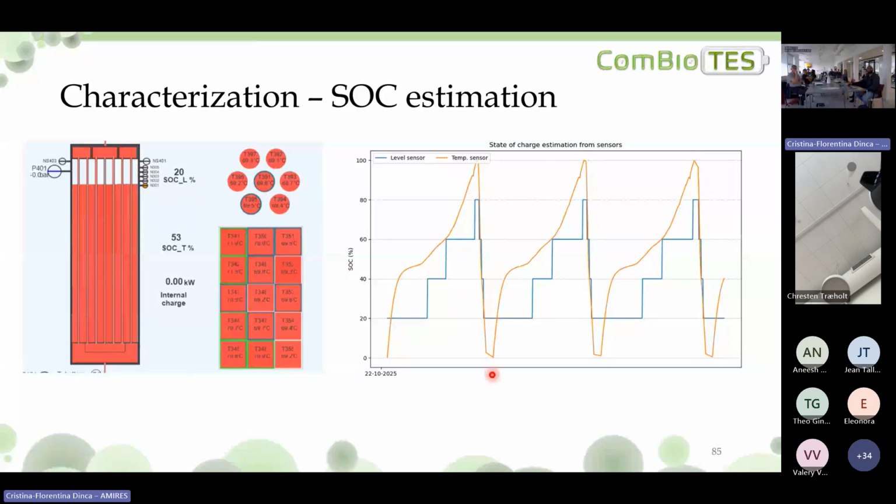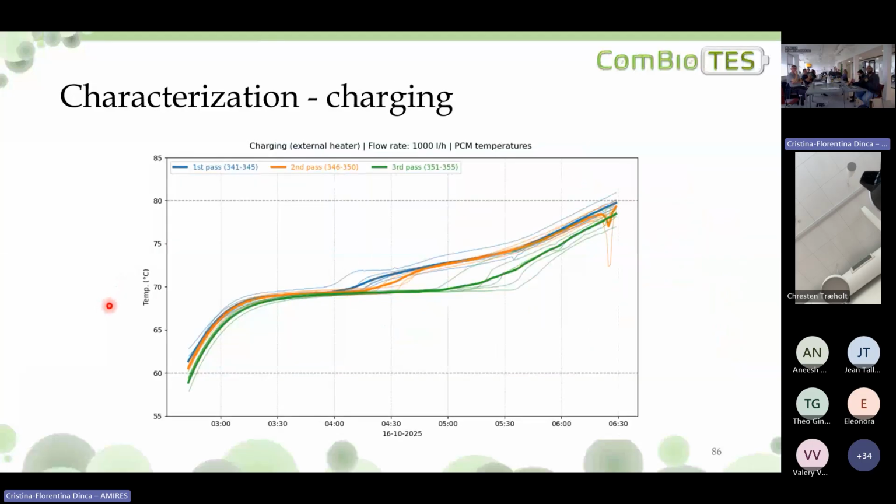So we have performed some characterization tests initially in manual mode to understand the behavior of the system in real conditions when it is connected to the building, so that we can develop rule-based control and an intelligent control. This just shows one charge cycle at a constant flow rate of 1000 liters per hour.